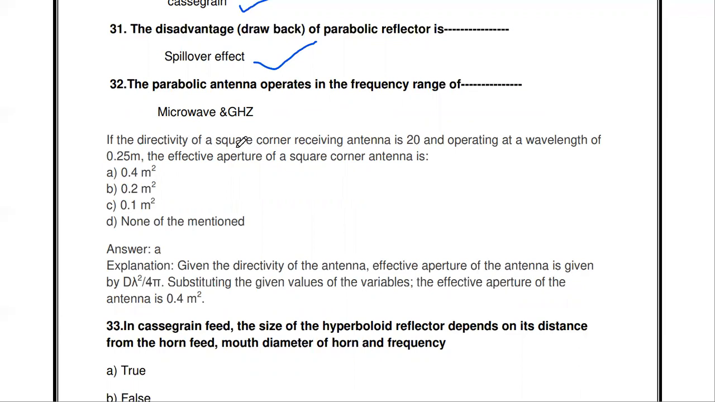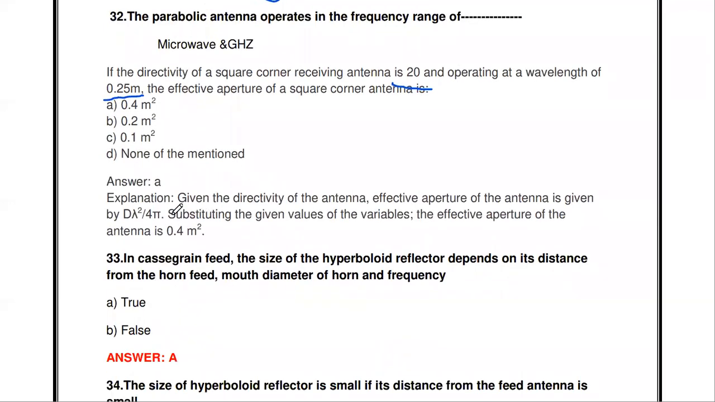Then the next one: if the directivity of the square corner receiving antenna is 20 and it operates at a wavelength of 0.25 meter, the effective aperture of the square corner antenna is dash. Here the directivity and the operating wavelength are given, so we have to find the effective aperture. We already discussed this type of question in the first unit. The effective aperture is equal to lambda squared by 4 pi times directivity. Substituting directivity 20 and lambda 0.25, we get the answer as 0.4 meter squared.